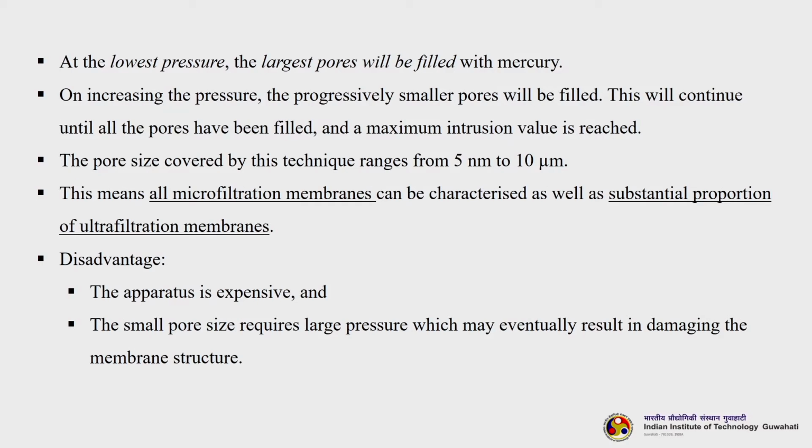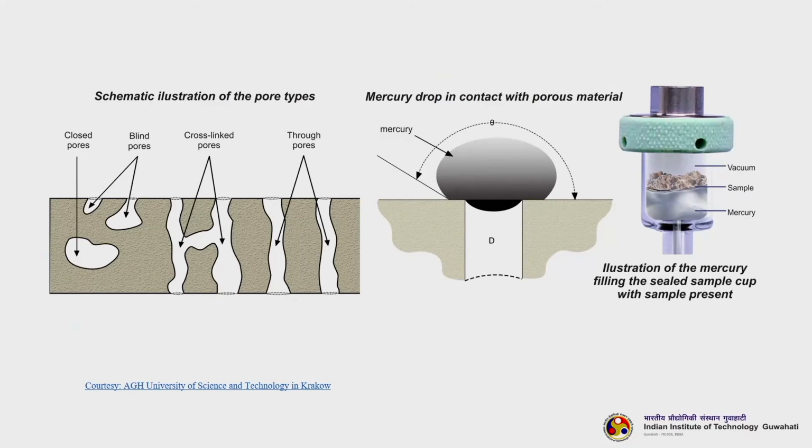Now, the pore size covered by this technique is usually from 5 nanometers to 10 microns. This means most or almost all microfiltration membranes can be characterized, with a substantial proportion of the ultrafiltration range also. However, the disadvantage of this particular method is that the apparatus is very expensive and the small pore size requires a large pressure. So, the membrane may rupture, or it may develop cracks and get ruptured, and then we will get erroneous results. This is how it actually happens.